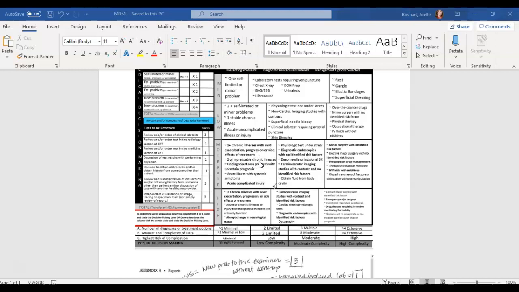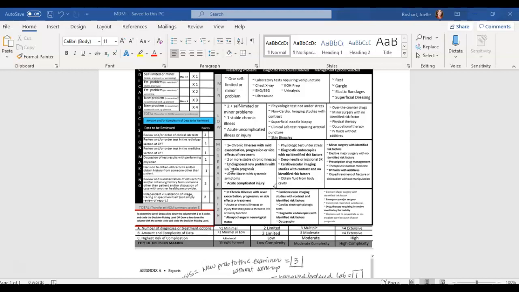Next would be two or more stable chronic illnesses, something like hypertension and hyperlipidemia, or hypertension and controlled diabetes. Okay, they're both stable, the patient's doing well on the medication. An undiagnosed new problem with uncertain prognosis.